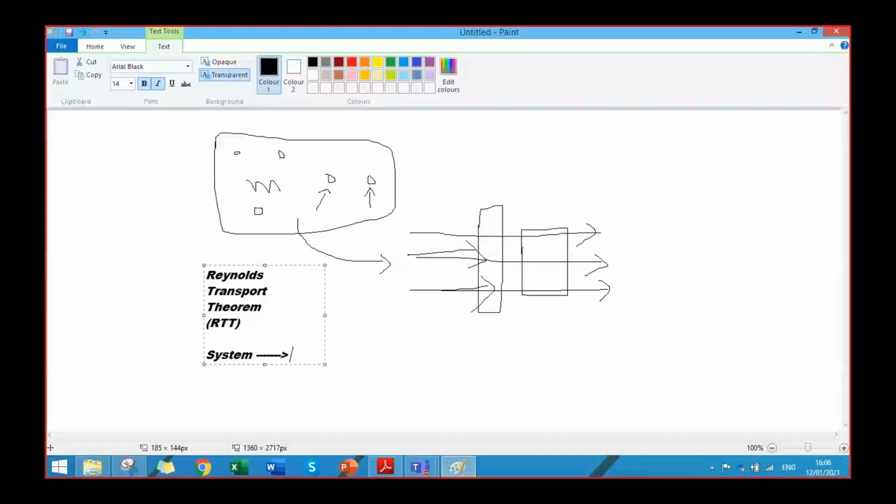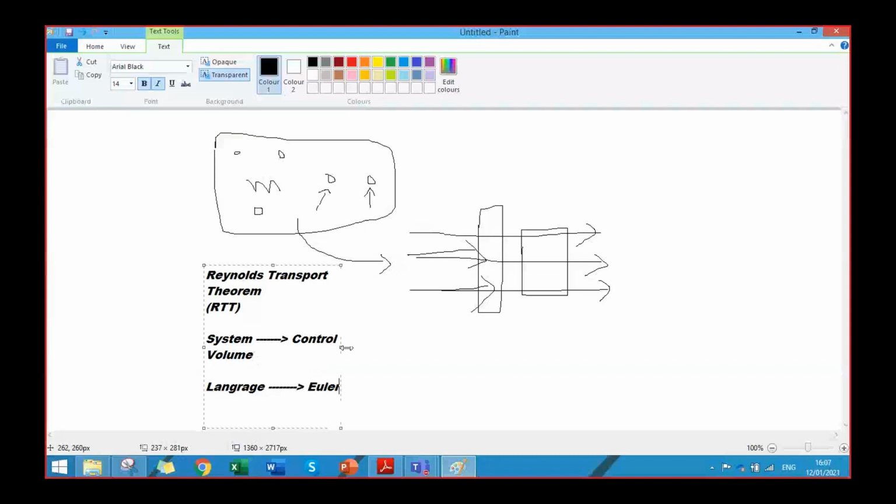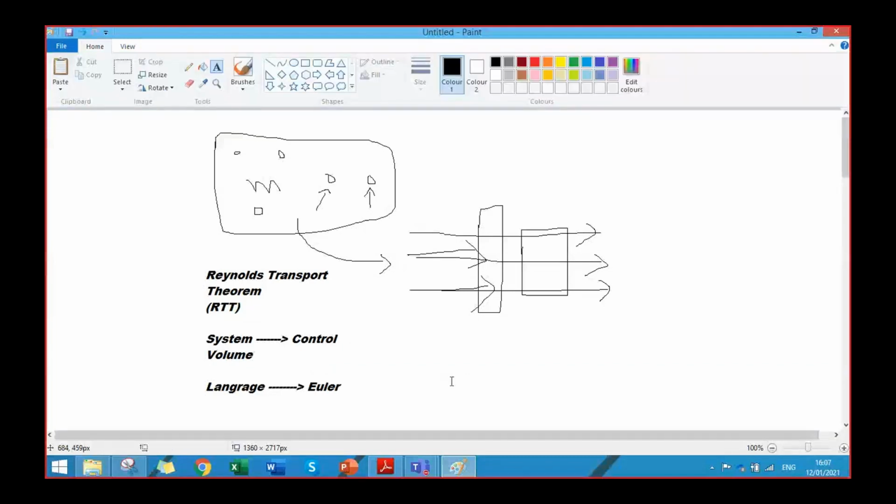the system approach to the control volume approach, or in other words, the Lagrange description to the Euler description. Is it clear? And the reverse is also possible. That is, the control volume approach could be converted to the system approach if we have knowledge of the Reynolds transport theorem, and the other approach could be converted into the Lagrange approach. System approach is the Lagrange approach, and the control volume approach is the Euler approach.